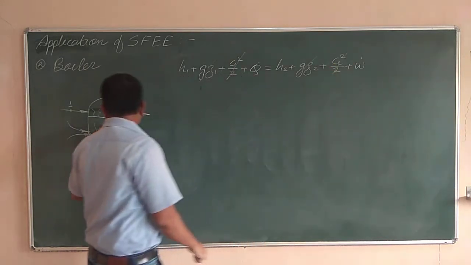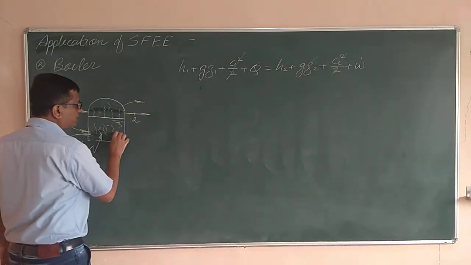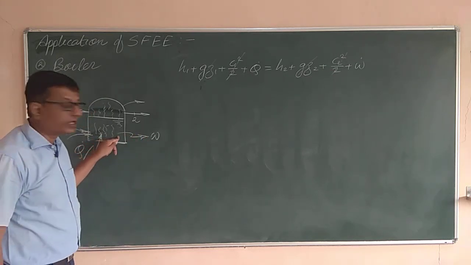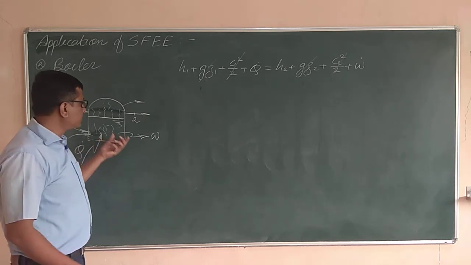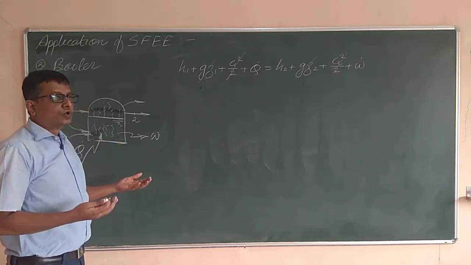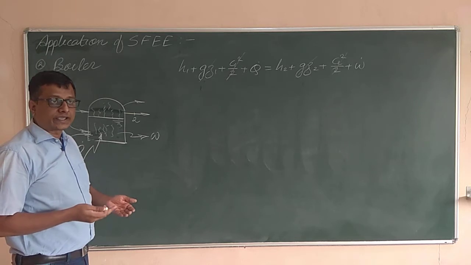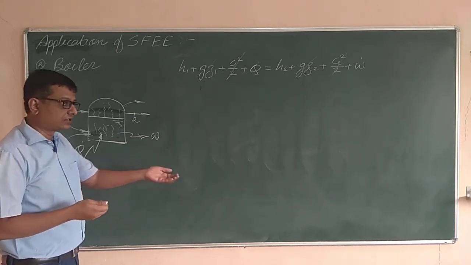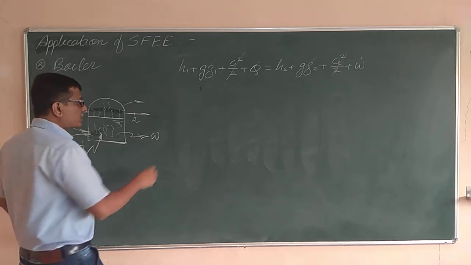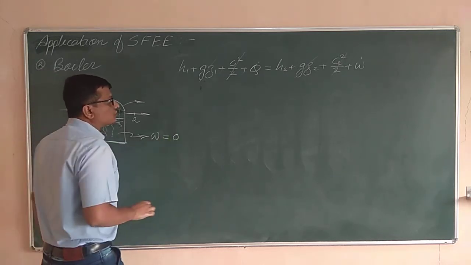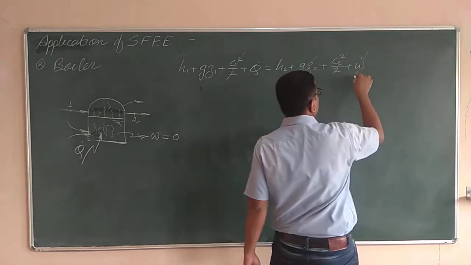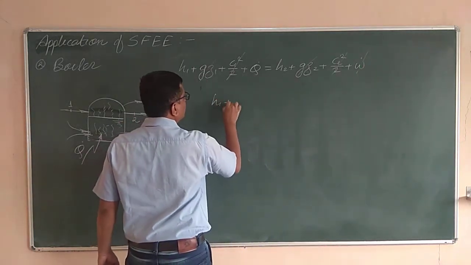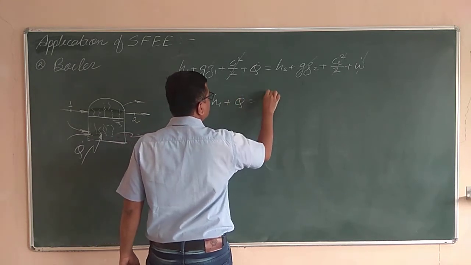The work done: is there any work transfer taking place across the system boundary, that is the boundary of the boiler? I think no, since a boiler simply produces steam. No work is produced by the boiler as in a steam turbine, and no work is absorbed by the boiler as in a compressor. So work transfer across the system boundary is 0. So this W dot is also 0. So what's remaining now? We have H1 plus Q dot is equal to H2.